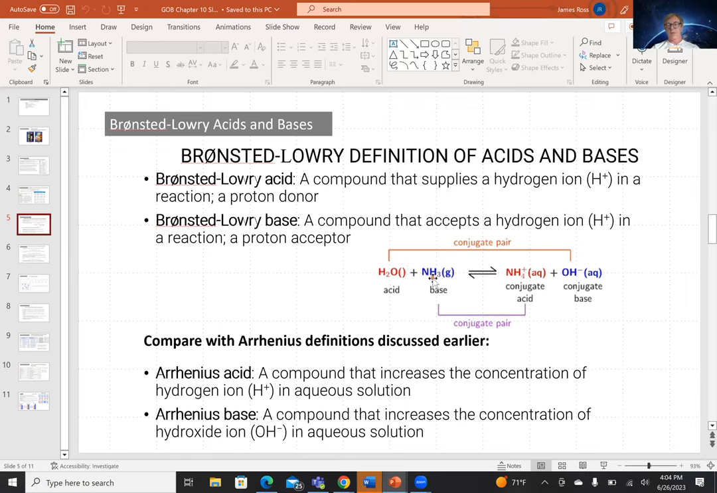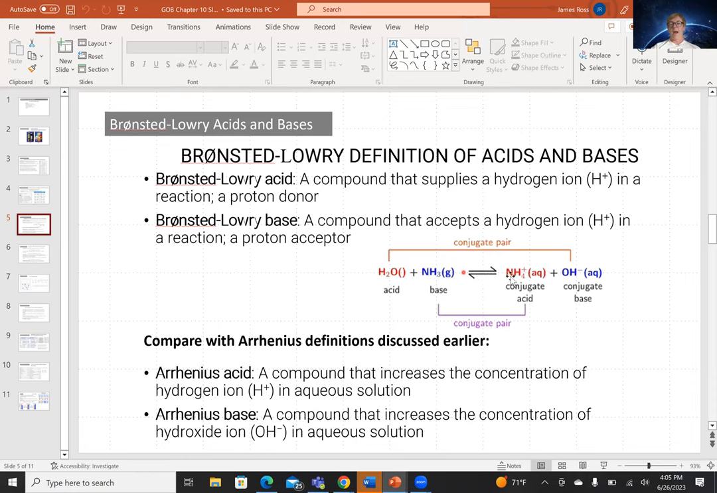So nitrogen in ammonia on the left of this expression here has three hydrogens. Moving to the right, it now has picked up a fourth hydrogen and a plus charge. It's accepted a proton. So nitrogen on the left accepted a proton to become nitrogen on the right. Therefore, nitrogen on the left is a proton acceptor. It's a Brønsted-Lowry base.